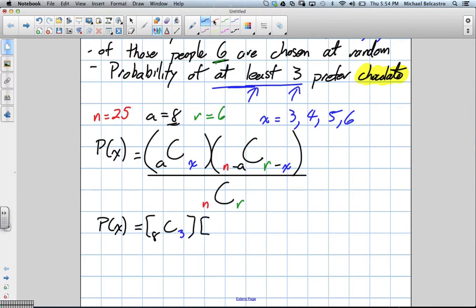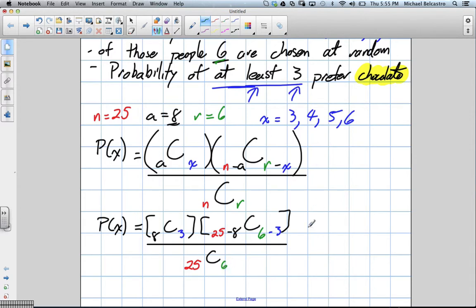Multiplied by N minus A, well, N is 25, A was 8. So 25 minus 8, choose R was 6, and X was 3 in this case, so 6 minus 3. So we'll have to simplify that part of the equation, and then all of that will be divided by 25, which is our N, choose R, which is 6. Okay. So you can pretty much just type this into your calculator for your combinations.